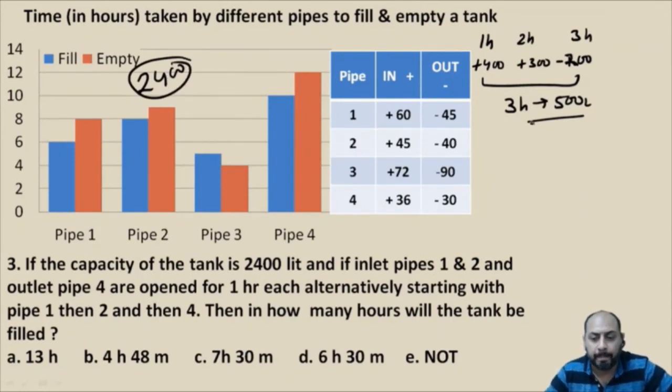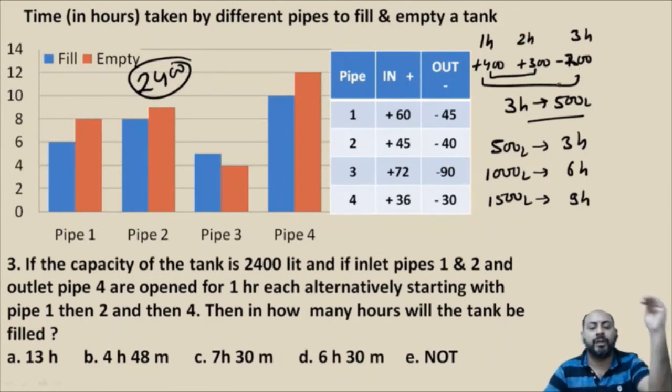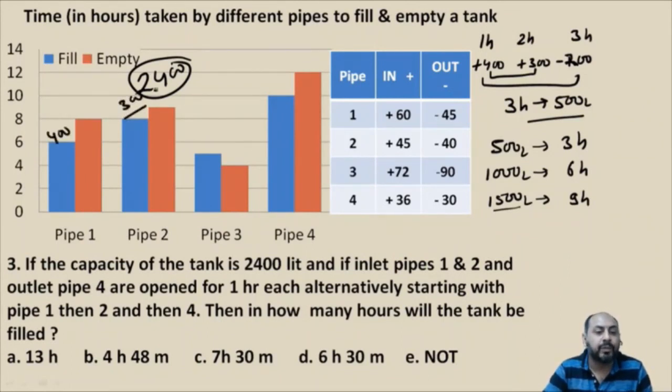Let us first fill 500 liters. For 500 liters, we need 3 hours. For 1000 liters, I'm explaining it to you in detail. Once you get the hang of it, you can do it in a shorter way. So for 1500 liters, you'll be needing how many hours? 9 hours. So from 1500, we will first reach 1900 and then 2200, and then we'll come back by 200. So we are not yet touching the 2400 mark. 1500 plus 400 plus 300 will give me 2200. We will be falling short by 200 liters.